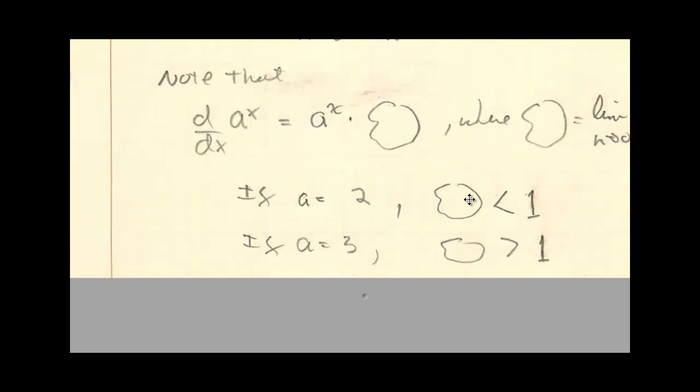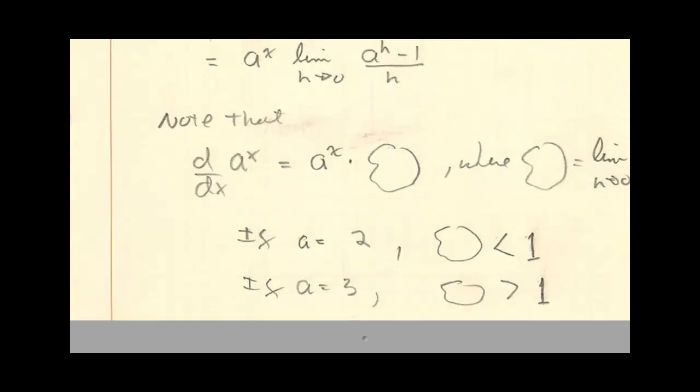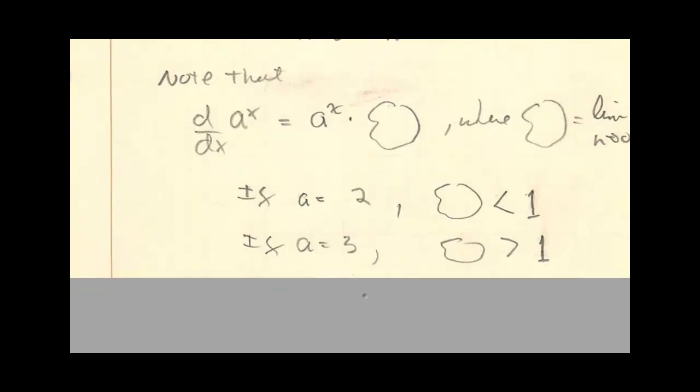And if that number is used as the base, then this blob here, which is the limit as h goes to 0 of a to the h minus 1 over h, turns into 1. And if that turns into 1, that's the point at which the derivative of a to the x is equal to a to the x, assuming that you've picked the right a, the one that's somewhere between 2 and 3. If you will remember, e is such a number.